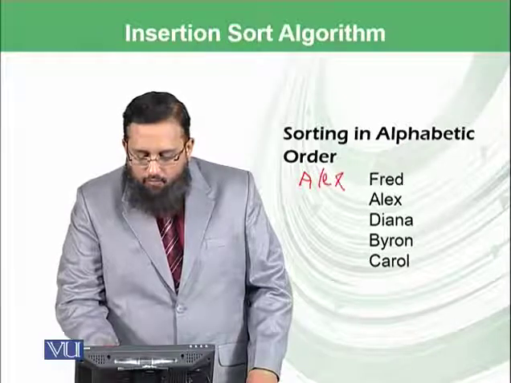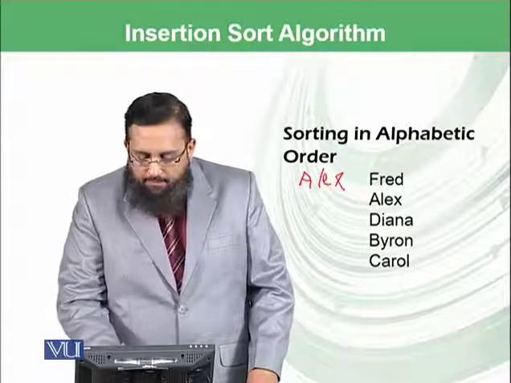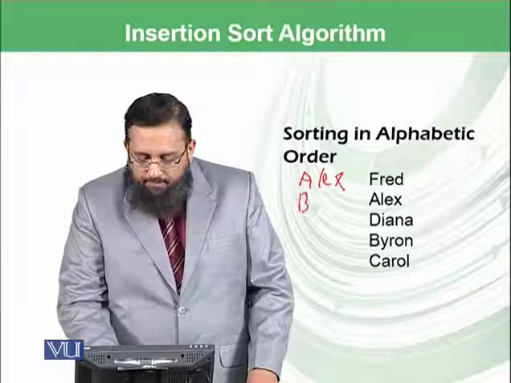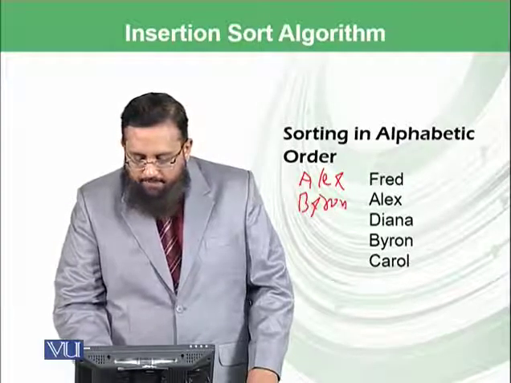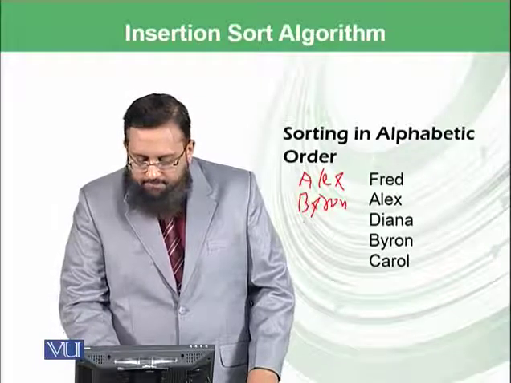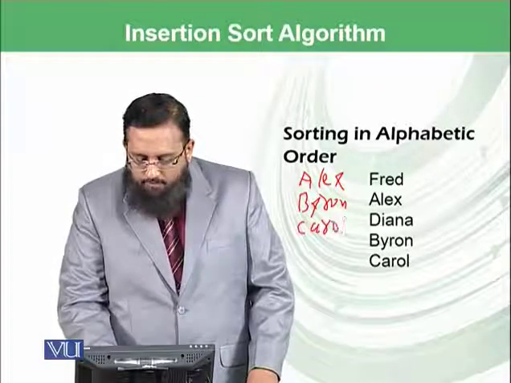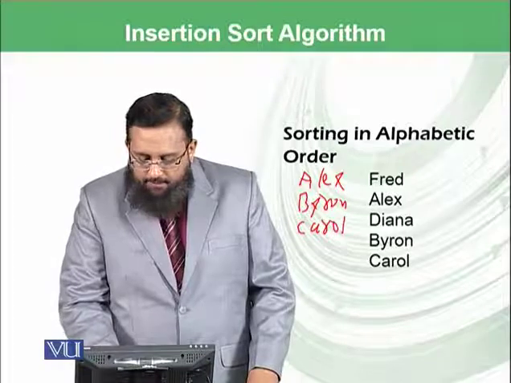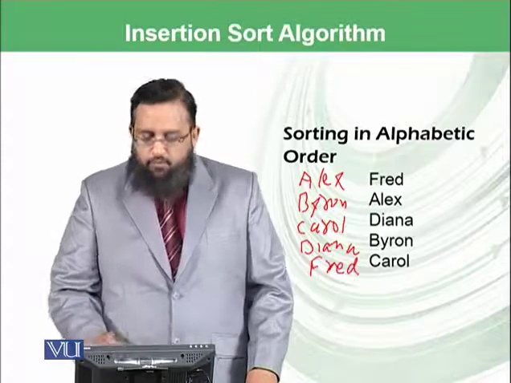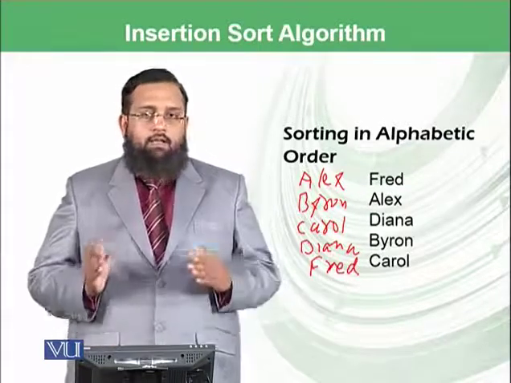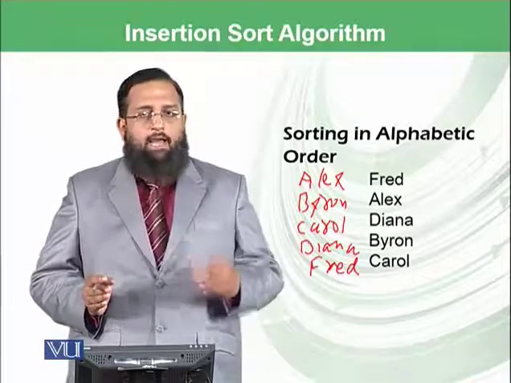Like Alex should go at the top, then starting from B, Byron, and then the C, Carol, then the D, Diana, and then Fred. So this should be the final output of your algorithm.